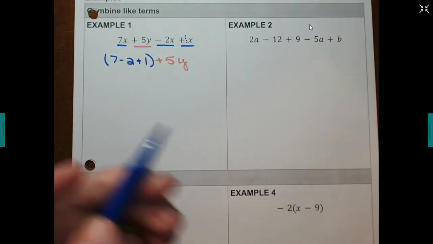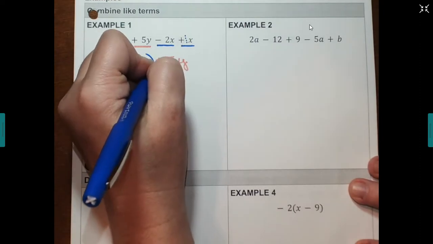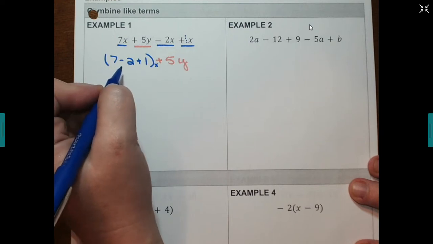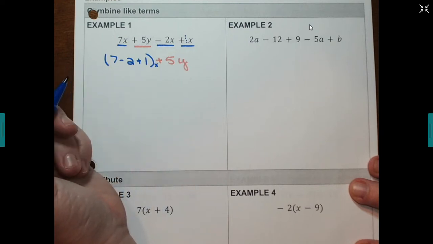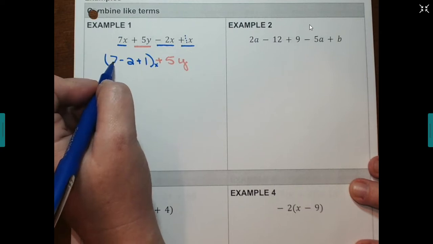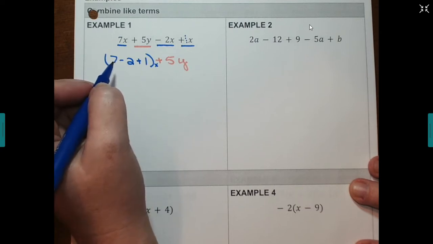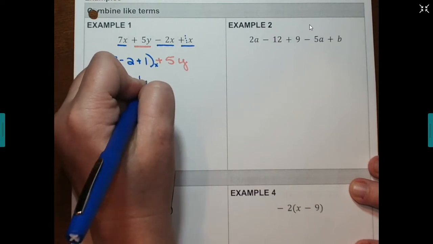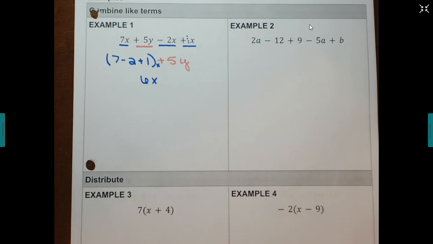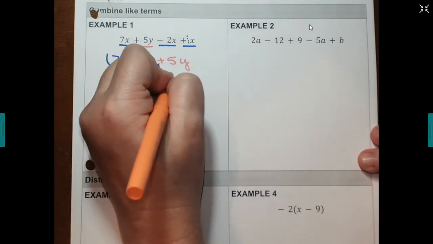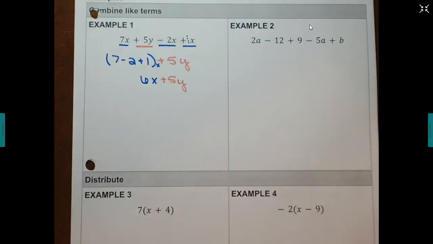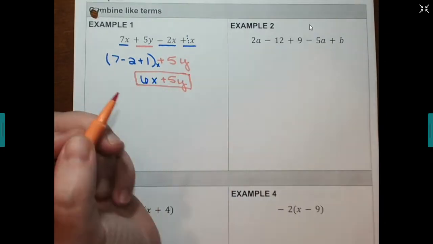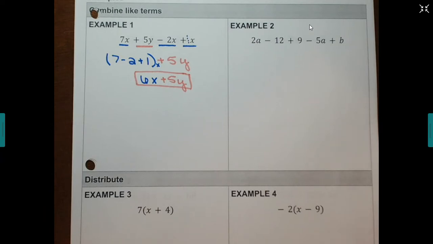Oh no, I forgot something. 7 minus 2 plus 1, x. Can't forget my x. Okay. 7 minus 2 plus 1 would be a great opportunity to use Desmos. I'll go ahead and tell you right now, it is 6x plus 5y. Go ahead and get that one copied down if you need to.